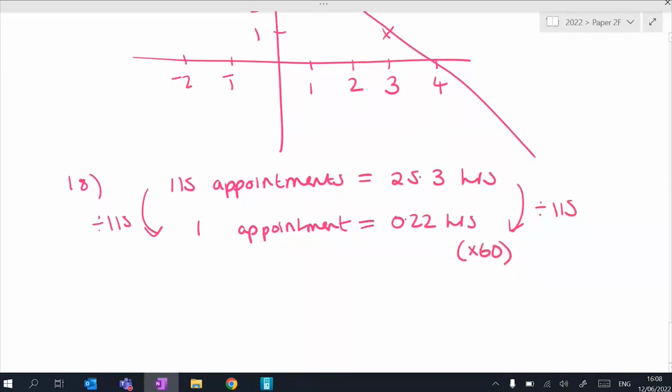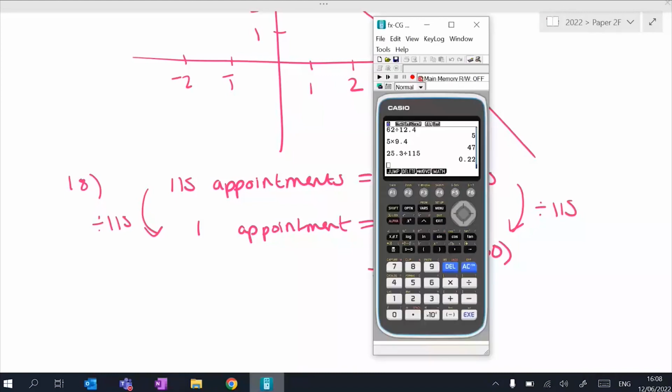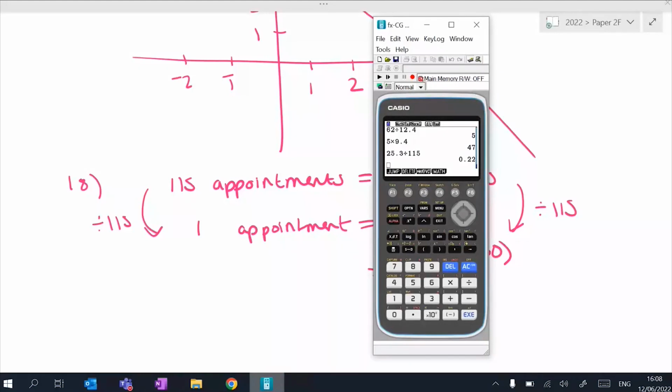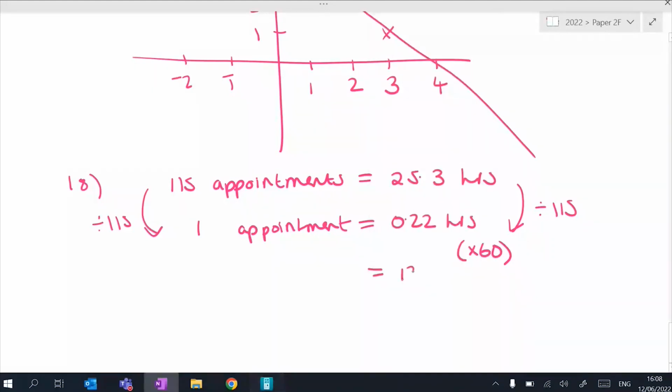Okay, but I want that in minutes. So either use the button on your calculator or multiply by 60. So that would be 13.2 minutes.